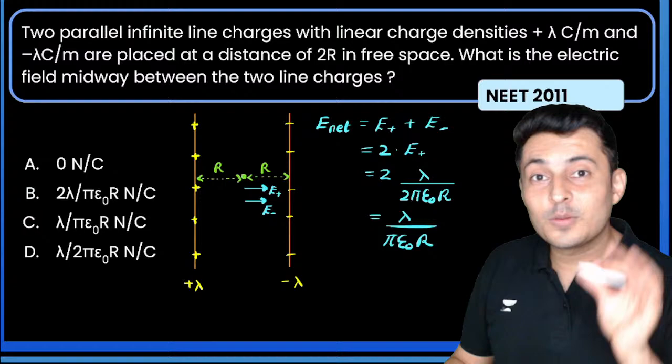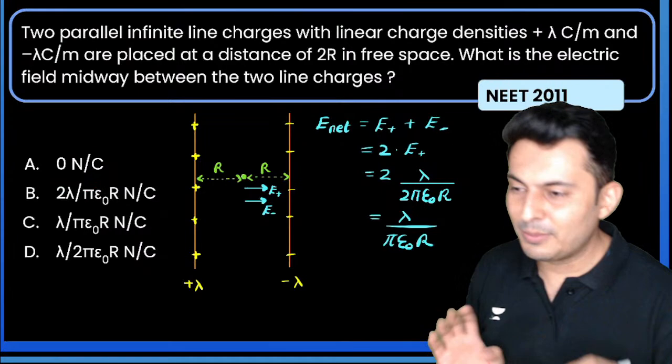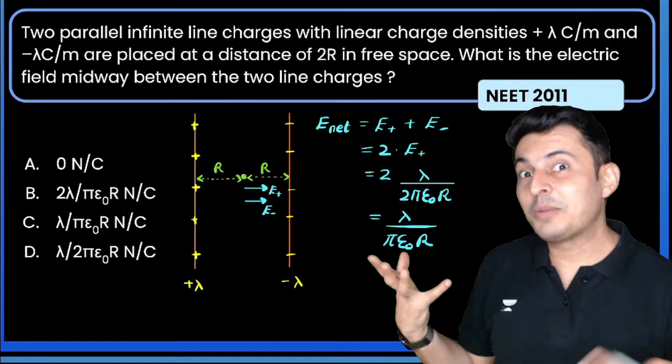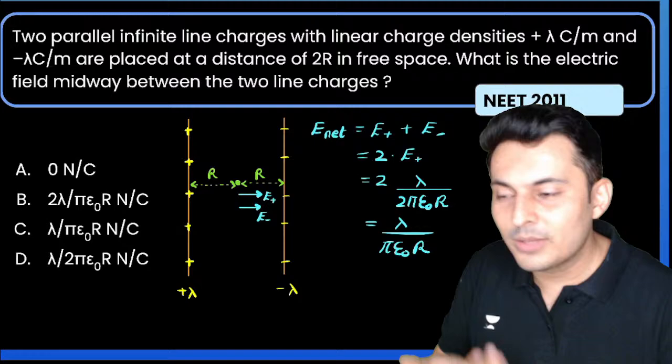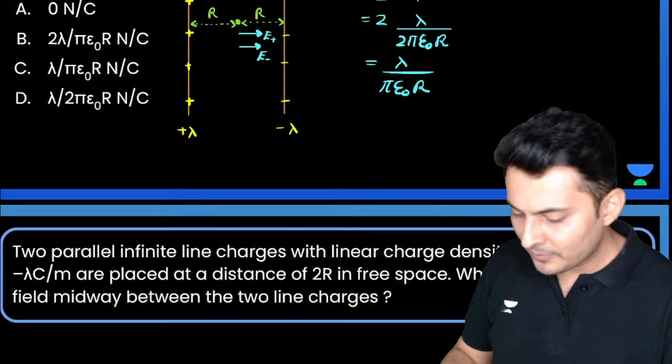A lot of students in NEET 2011 marked the answer as 0 and they got minus 1 marks. How is it 0? It is not cancelling. Many people thought, sir, plus and minus cancel. No, look at the direction. The positive is giving right side. Negative is also giving right side only. If both were positive or both were negative, then they would have cancelled and then the answer would have been 0. But that is not 0 in this case.